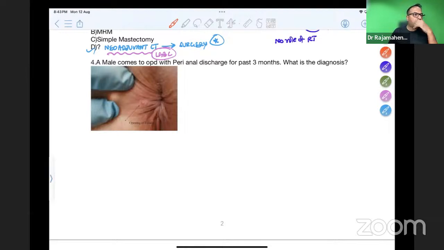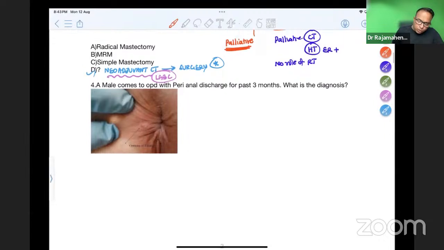Thank you, Mohammed Salman, for bringing that option. That option we cannot use in this case because it is a case of metastasis. We'll go only for simple mastectomy for palliation.